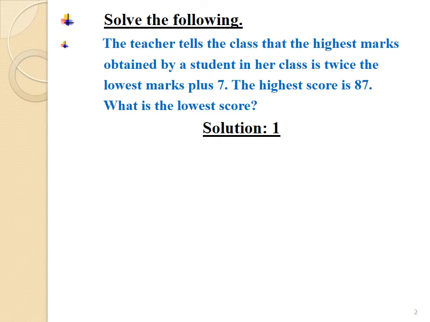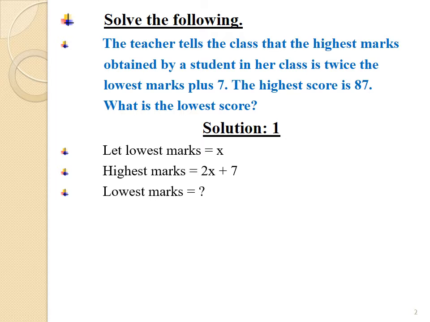Students, in this question, we have to find out the lowest score. Let lowest marks equal x. Highest marks equal 2x plus 7, as the highest marks obtained by a student in her class is twice, that is double, the lowest marks plus 7. Therefore, according to the question, 2x plus 7 equals 87.